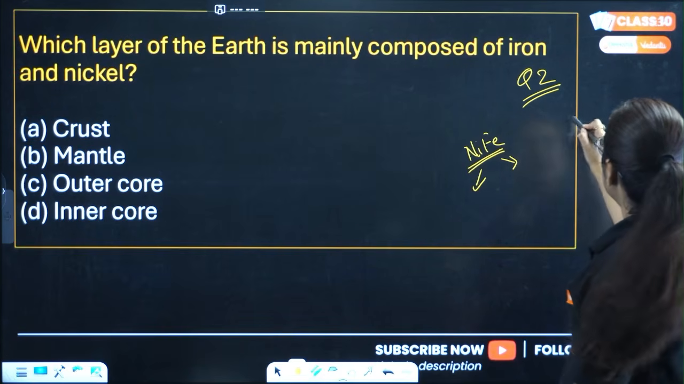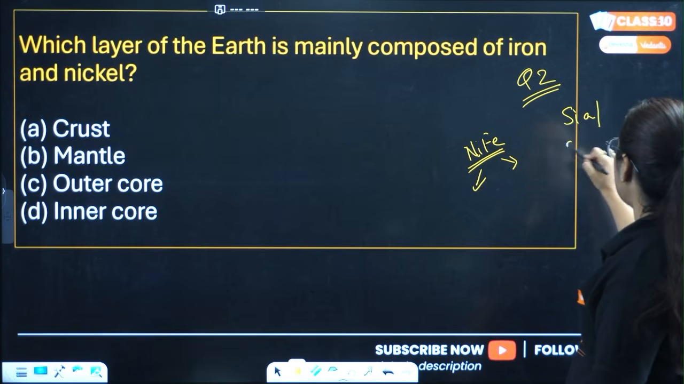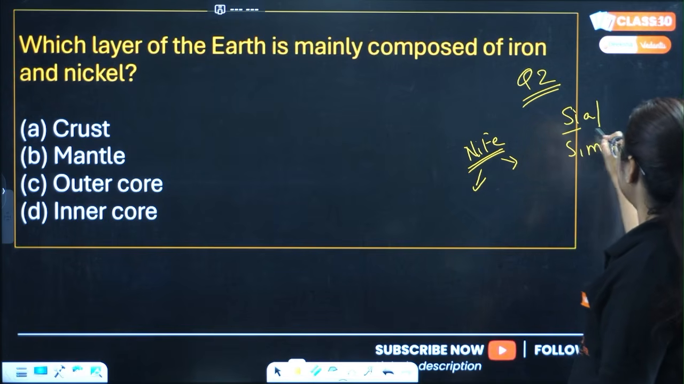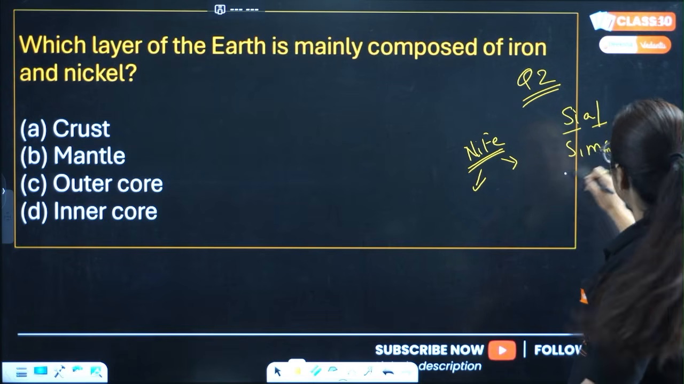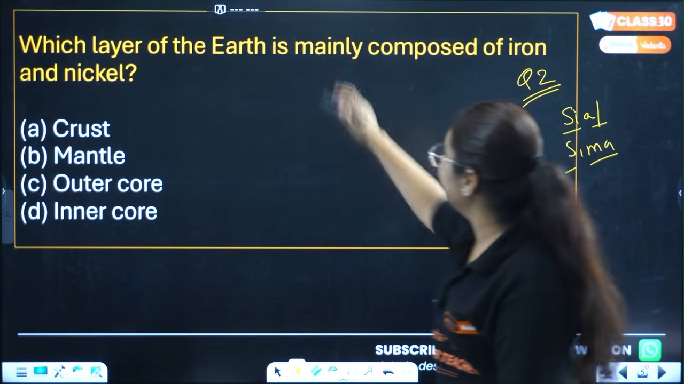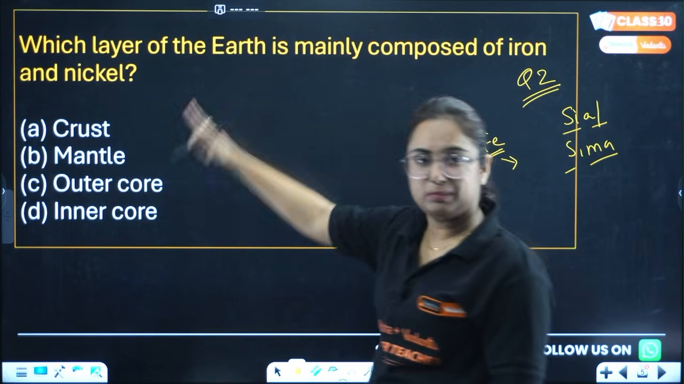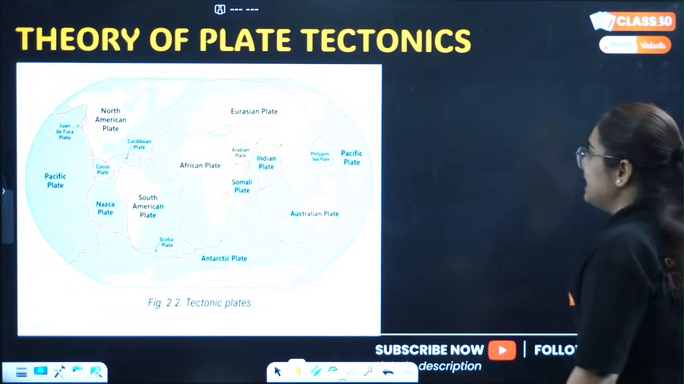Basically, crust is known as Sial and mantle is known as Sima. Sial is silica plus aluminium, Sima is silica plus magnesium. So Nife, that's nickel and iron. Tell me the correct answer in the comment section right now.